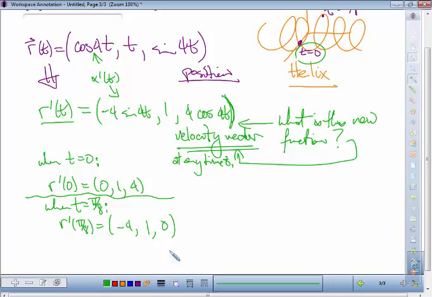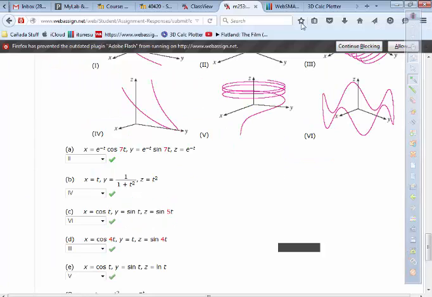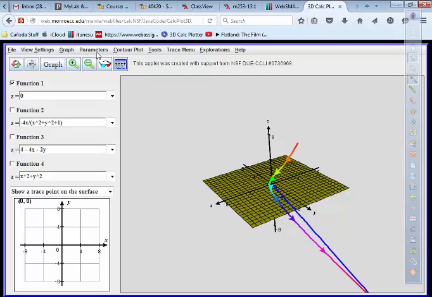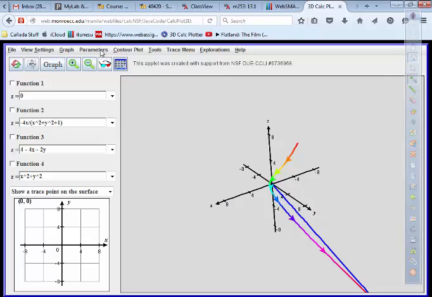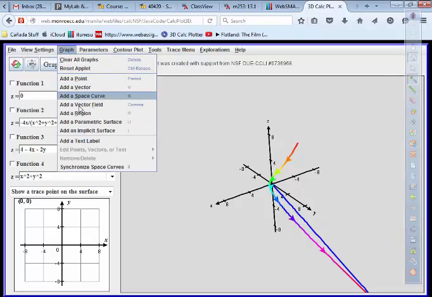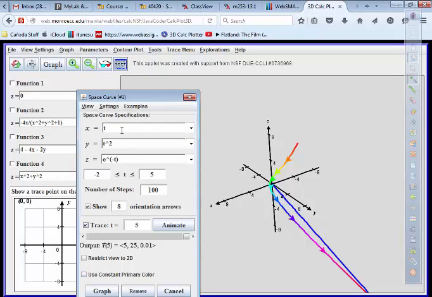So the question is, what are these vectors? Well, they're velocity vectors, right? What does that mean to be a velocity vector? So, can I draw a vector here, I wonder? Let's redraw this helix in our graphing program. I'm going to take that function out again, and where's that space curve?